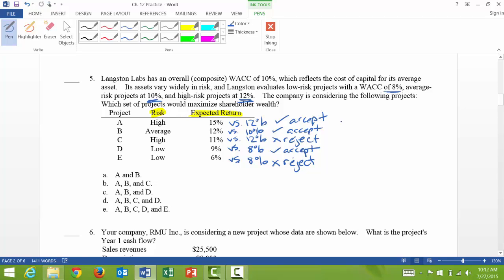So it looks like I've got A, B, and D. So that looks like answer C, A, B, and D. And so those are the projects that would add value or maximize shareholder wealth.